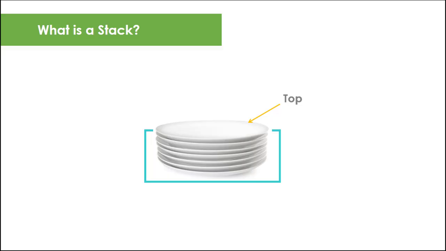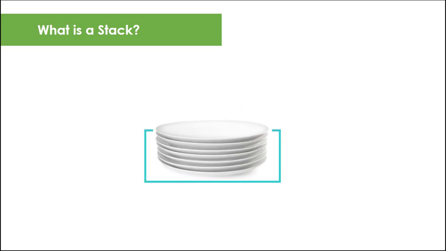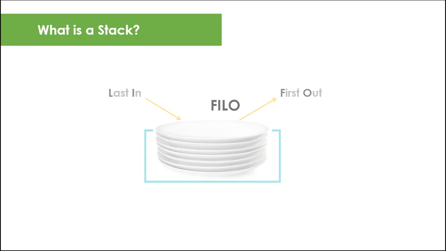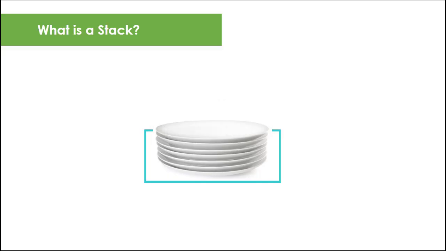And because of this type of behavior, or should I say restriction or constraint, this type of structure is often called LIFO, or last in, first out, meaning the last item that gets into the container is also the first item that gets out of it. Or sometimes it is referred to as FILO, or first in, last out. And if you come to think of it, the first item that gets in will be the last item to get out of the container.